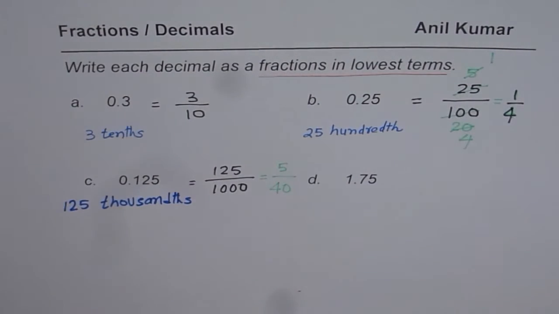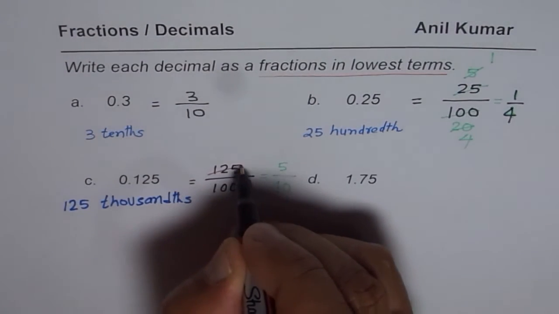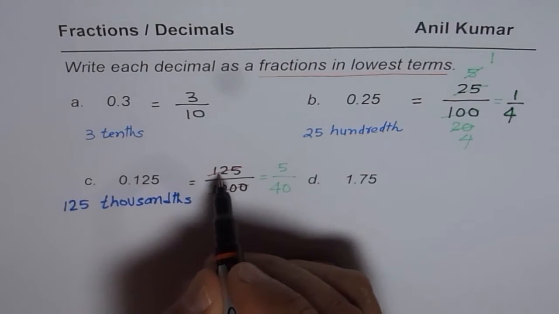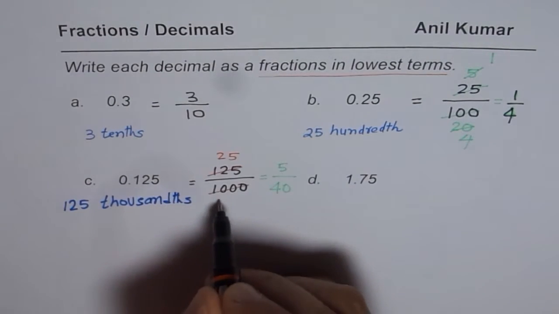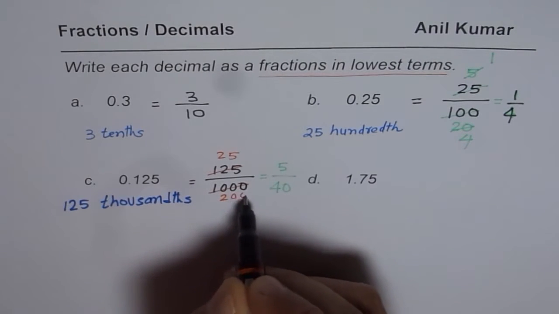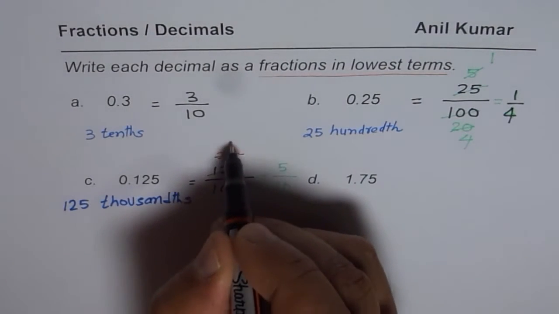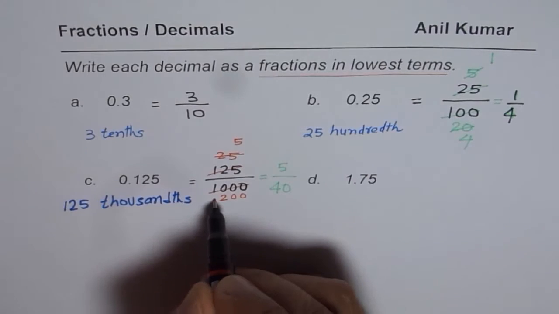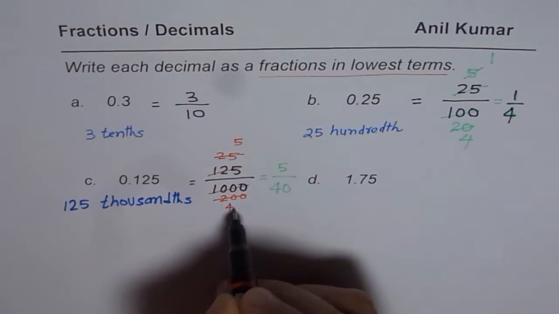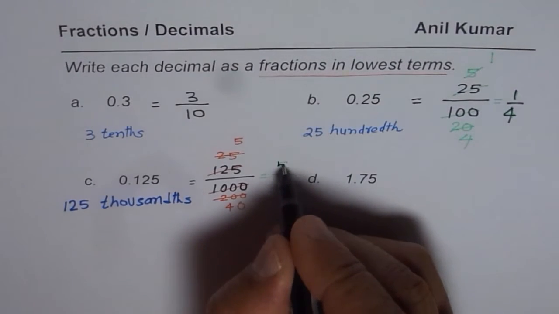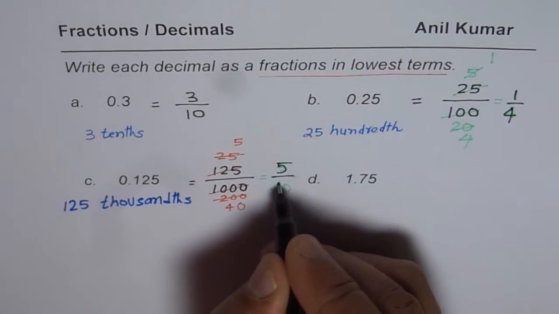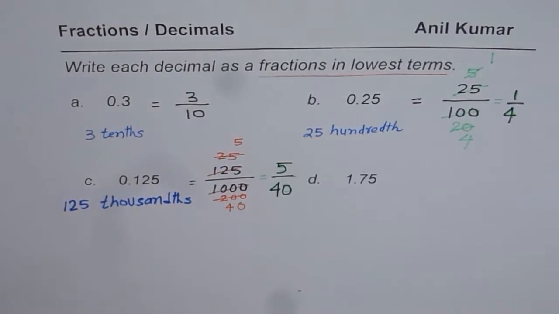You could do it in steps, as I said. Divide them by 5s. So 5 times 2 is 10, 25 means 5. 5 times 2 is 10, then 2 zeros. Continue the process. 5 times 5 and 5 times 40. Do you see how you get the result? So 5 over 40 is the lowest term for the given decimal. Correct?